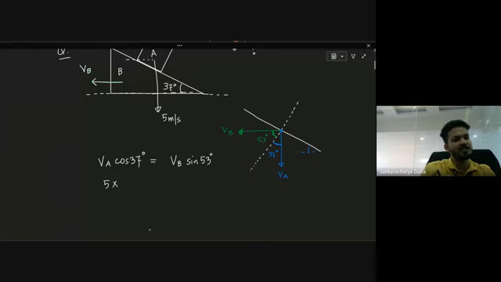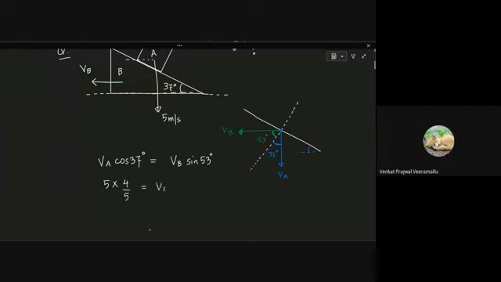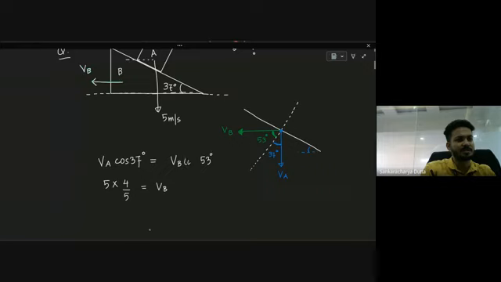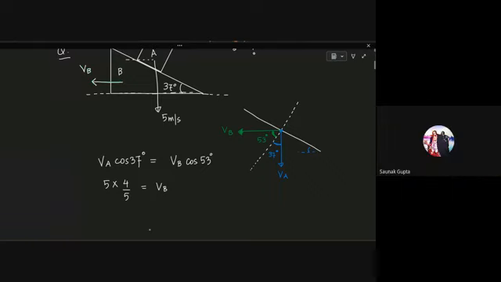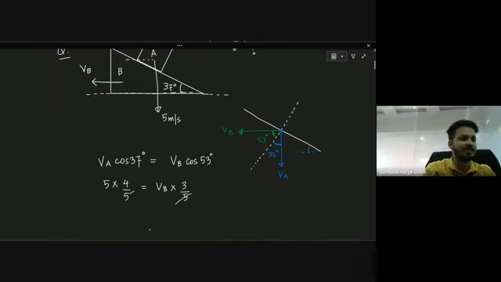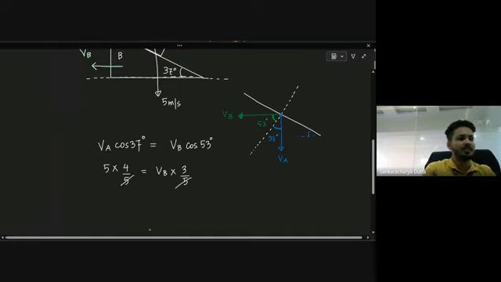Cos 37 is how much? 4 by 5. Sir, so is VB equal to VA, because cos 37 should be equal to sine 53? No, I think I wrote a mistake. This is cos 53. I think you told me the wrong answer somehow. So VB is 20 by 3, right? It should be 20 by 3. Yes. So 5 cancels. VB is 20 by 3.